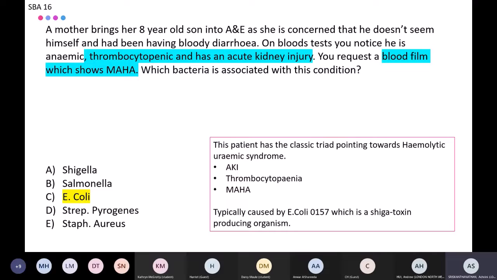So E. coli is your common bacteria that causes an infection in MAHA, and it's typically E. coli O157, which forms this Shiga toxin, which causes this picture of your hemolytic uremic syndrome. And so you have a triad for hemolytic uremic syndrome, which is your AKI and your thrombocytopenia, which you see here, as well as your microangiopathic hemolytic anemia that you see on the blood film.